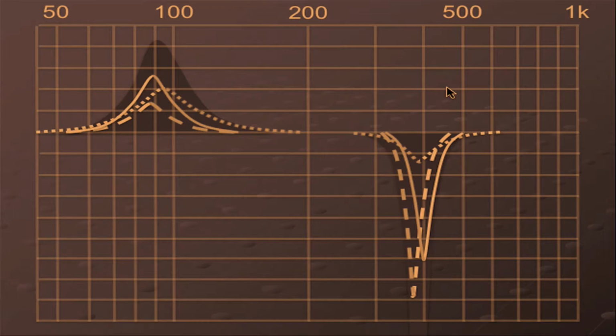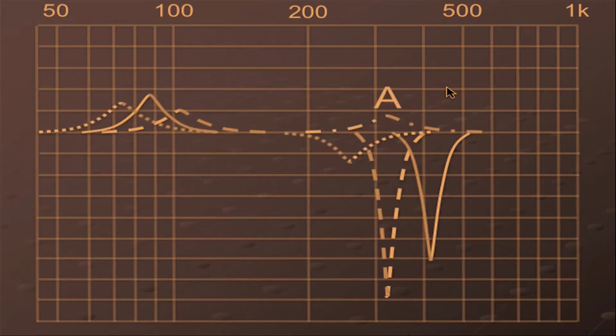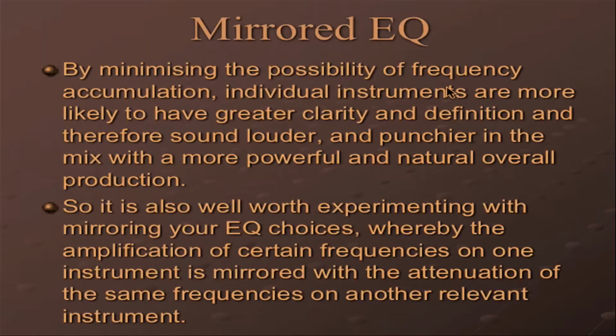And by getting all these cuts in the same region, you get an unnatural spectral gap in the frequency range. In contrast, if you distribute the cuts and you distribute the boosts in the lows, then you get a much more powerful low end. So like I say, this is a principle referred to as mirrored EQ.